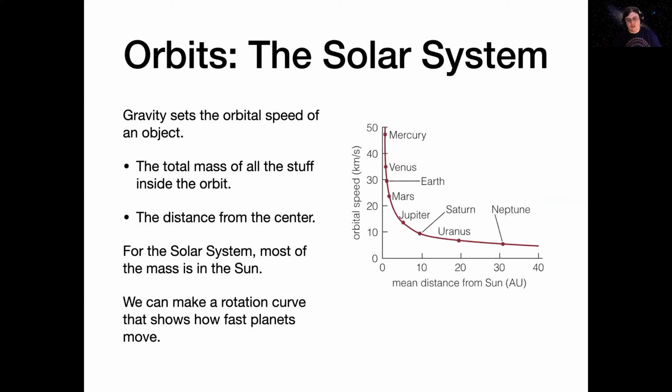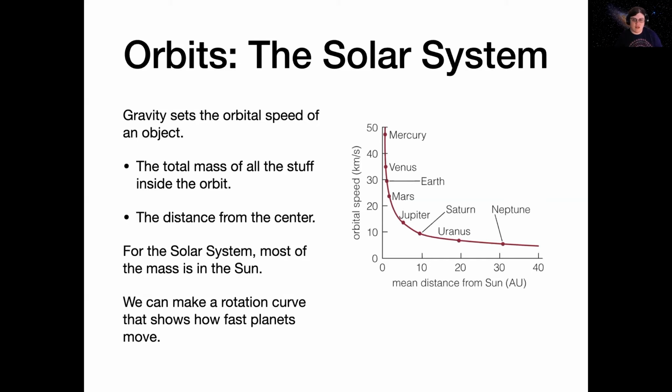So for a system where most of the mass is in one central object, you get something like the graph on the right when you plot orbital speed versus distance. This is just going to be Kepler's third law. And what this is telling us is that basically all the mass of the system is in the sun, with little crumbs left for the planets.